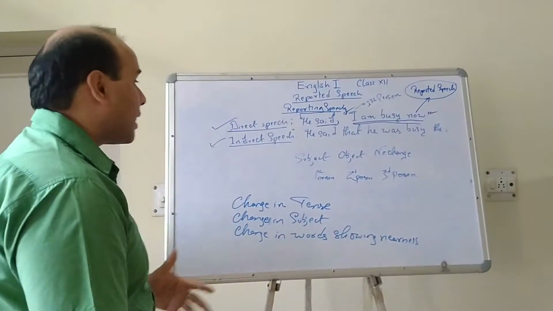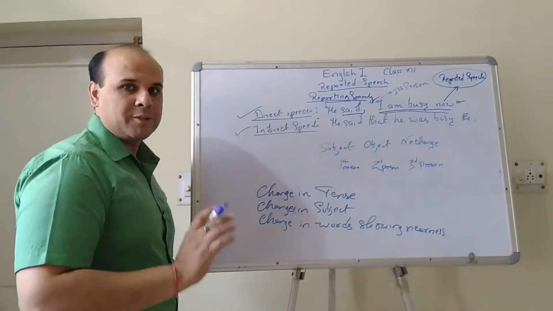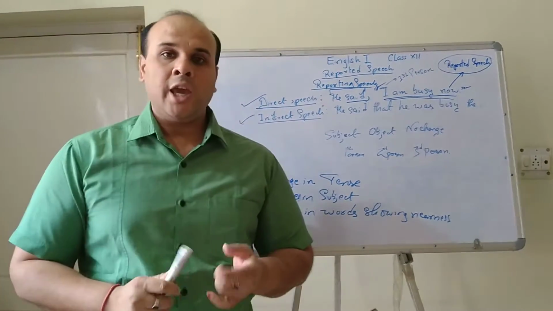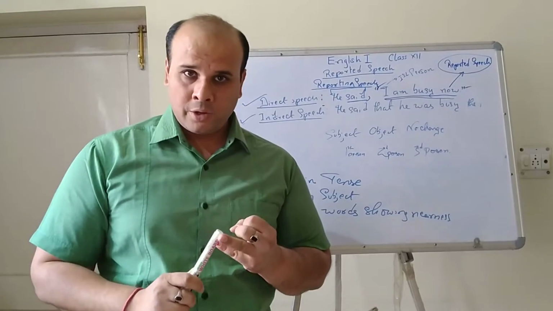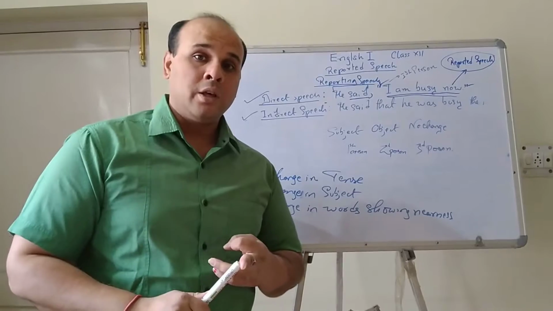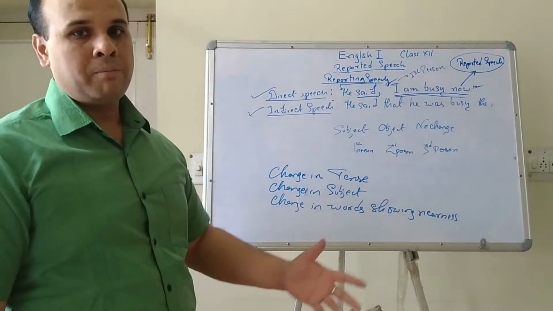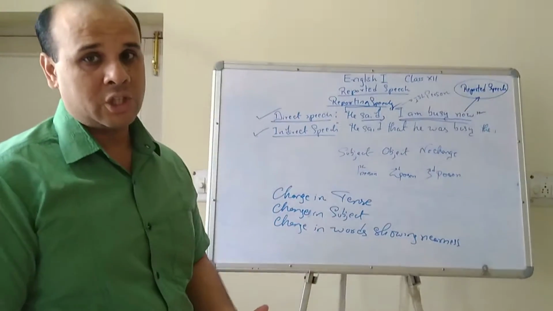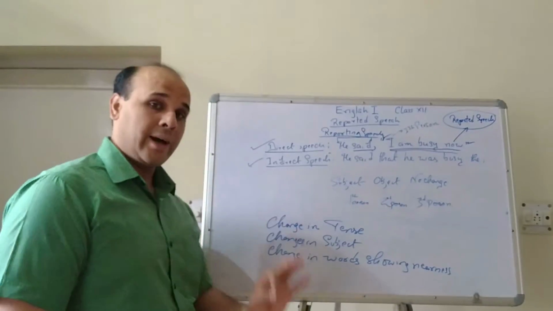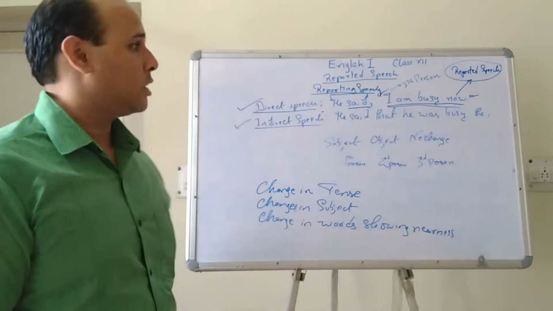So what I was saying is that whenever any sentence goes from direct to indirect, it will experience these three types of changes. Number one, change in tenses. Number two, change in words showing nearness. And number three, change in subjects. So with the help of this reference and some more examples, we will be discussing those changes which will transpire whenever the sentence goes from direct to indirect. Change in tenses, change in subjects, and change in words showing nearness.